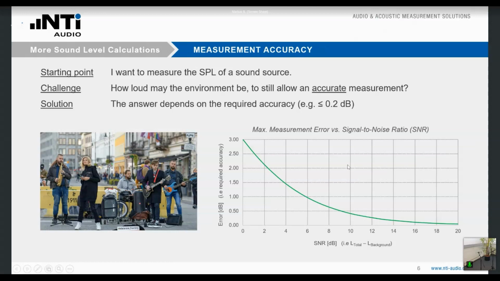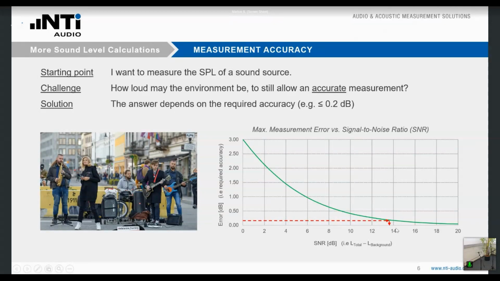Now, if we, for instance, have the demand to execute a measurement with a minimum 0.2 dB accuracy, which means that the deviation of the reality from our measurement value is not larger than 0.2 dB, then we could draw this line here from the 0.2 over to cut the green curve, and then we see we would need a minimum signal-to-noise ratio of 13.5 or maybe better 14 dB to be on the safe side. So this is the way how you have to interpret this graph.